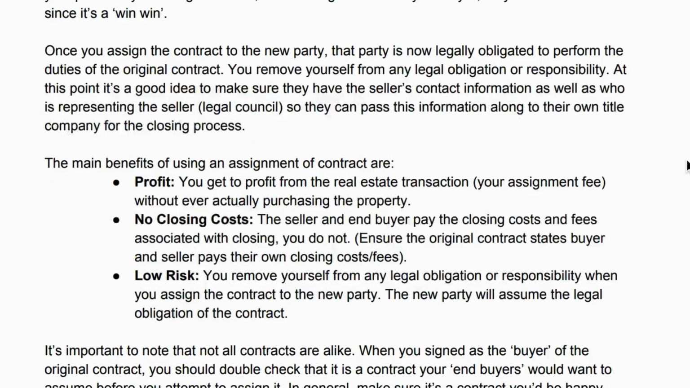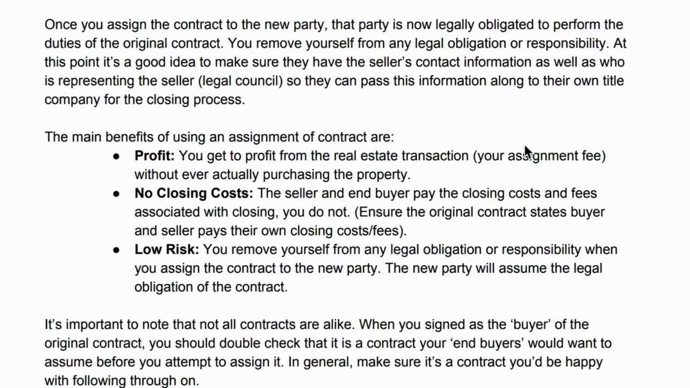And then here are a few of the main benefits of using an assignment of contract. So profit, you get to profit from the real estate transaction, which is your assignment fee, without actually ever purchasing the property. Also, there's a lot less work involved for you. You kind of just step back after you assign that contract and then just make sure you get paid at closing. So whether that's contacting the attorney or title company to make sure they have your information so that they can get you that check at closing or wire you the funds.